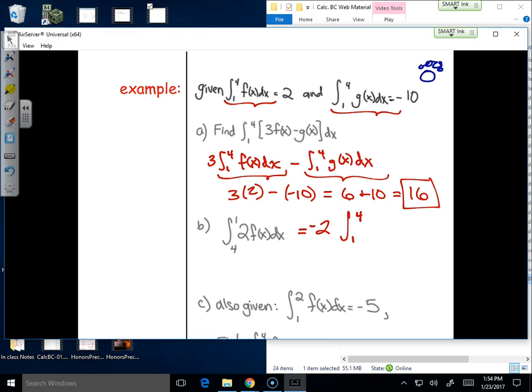So we switch the bounds and say, oh, we're going backwards. Hey, put in a negative, integral of f of x dx. What does this become? 2. And what's 2 times negative 2? Got it.